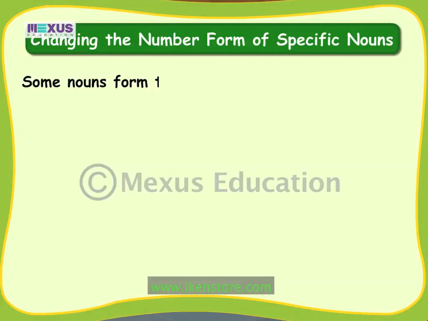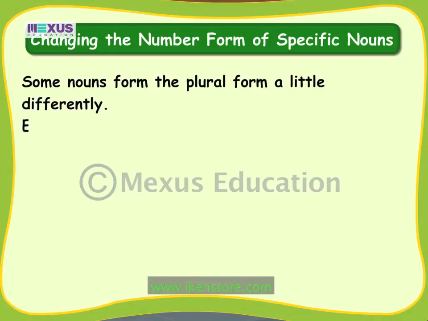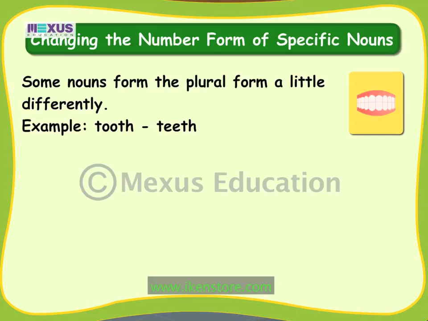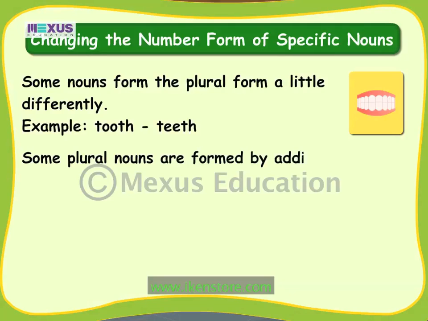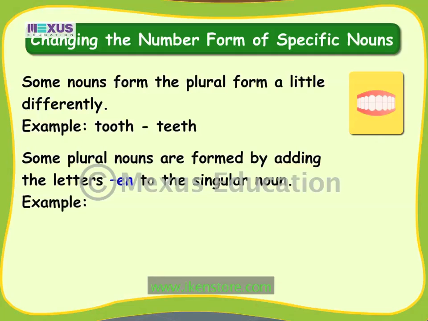Some nouns form the plural form a little differently. An example of such a noun is tooth, teeth. Some plural nouns are formed by adding the letters EN to the singular noun. An example of such a noun is ox, oxen.